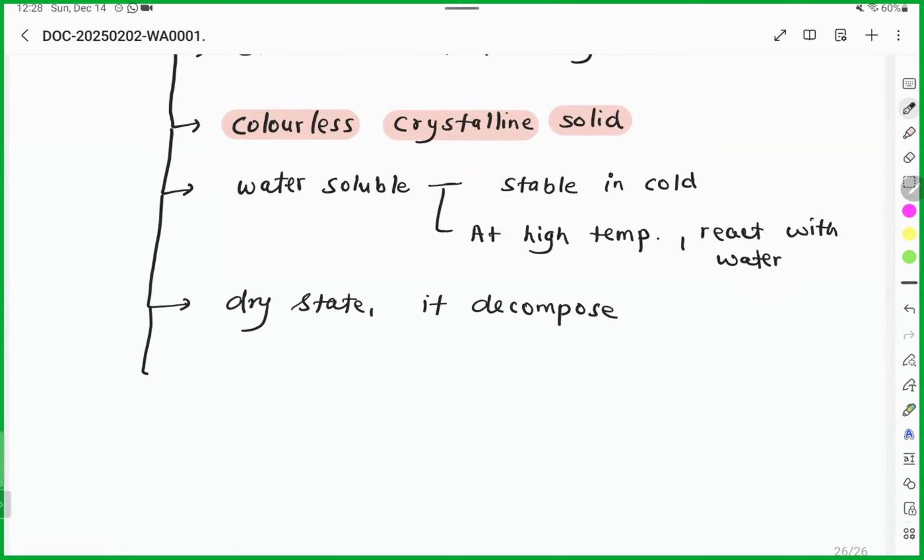Very important, and you will miss out on this for the competitive exam: if you take diazonium fluoroborate, C6H5N2 positive, and negative you have fluoroborate BF4 negative. This is water insoluble and stable at room temperature. And trust me, you will forget this in your exam. Water insoluble because of BF4, and stable at room temperature.